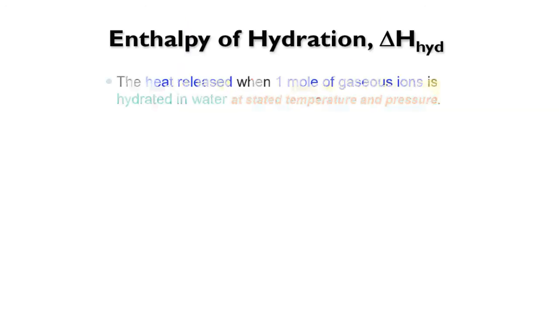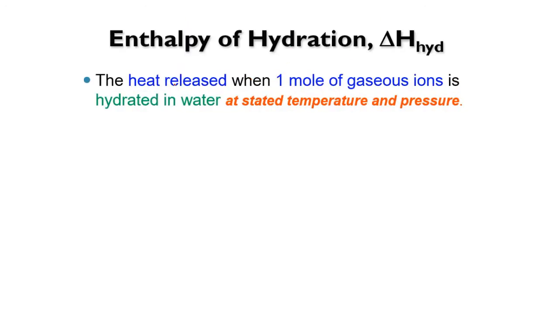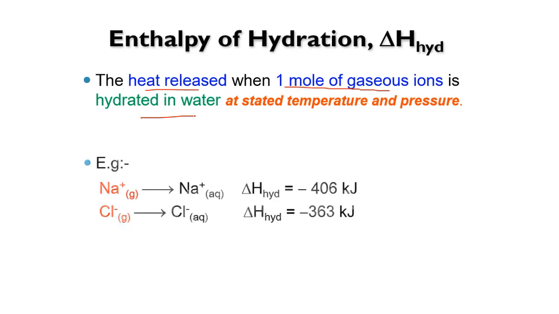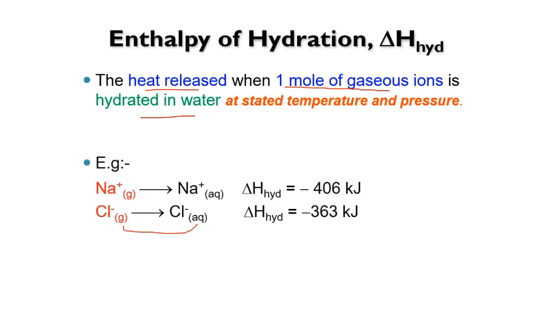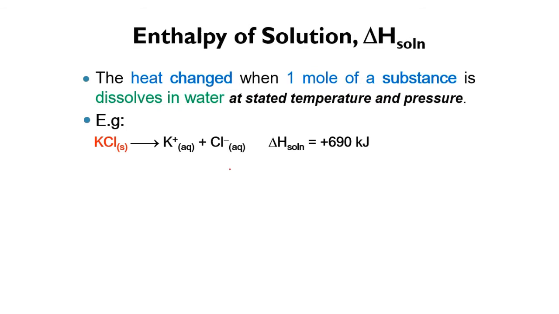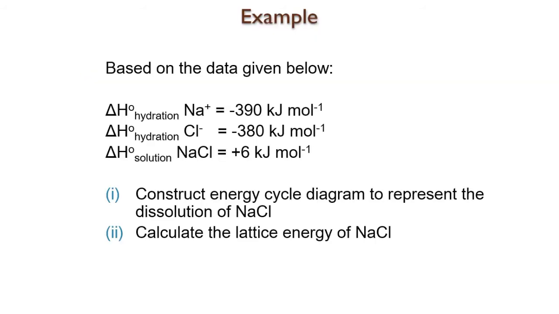Another definition is hydration, heat released, again negative sign, when one mole of gaseous ion is hydrated in water. Meaning that if you look at the equation, gaseous ion becomes aqueous ion. Another definition is heat change, for the enthalpy of solution, the heat change when one mole of substance is dissolved in water to form the aqueous ions. That's why now let's try one example.